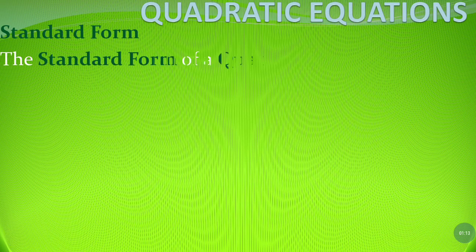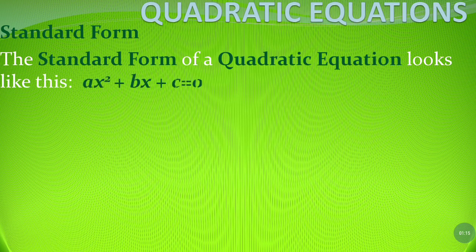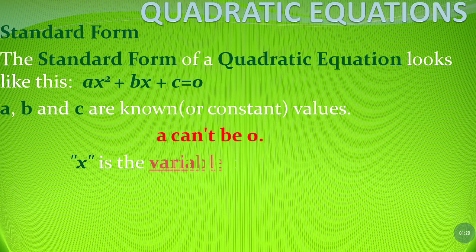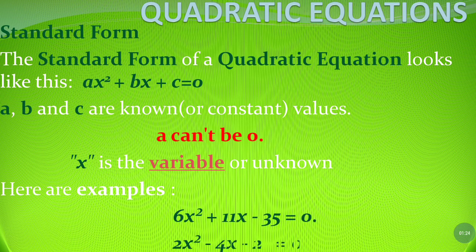So you can see the standard form of quadratic equation is ax square plus bx plus c, where a, b, c are constant. Constant means it's a number. X here is a variable. For example, you can see here 6x square plus 11x minus 35 equals to 0. So 6, 11 and minus 35, it's my a, b, c. So a, b, c is nothing, it's a number, it's a real number.